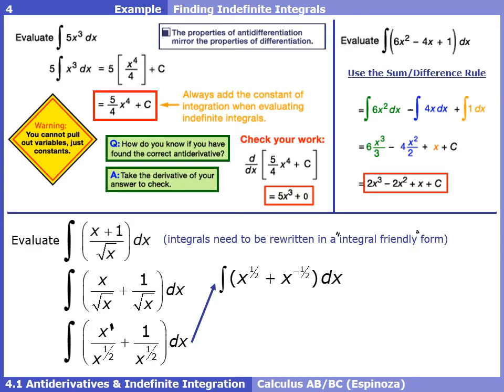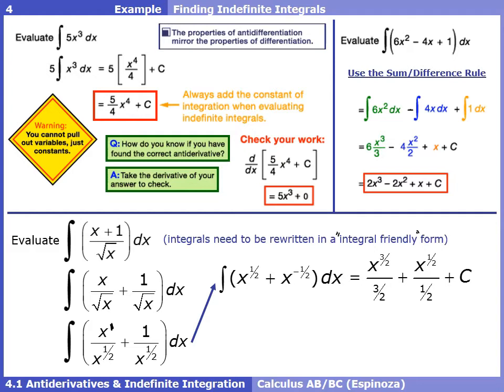And now we've achieved integral friendly, just like we thought of back in chapter 2, derivative friendly. We have a number, an x, and a power, and we can integrate these two things separately. So when we add 1 to 1/2, we'll get 3/2, and we'll divide by that new power, so divide by 3/2. When we add 1 to -1/2, that becomes +1/2, and then again we have to divide by that new power, which is a +1/2. And then don't forget the all-important plus c at the end.